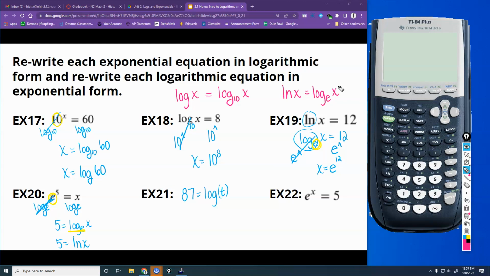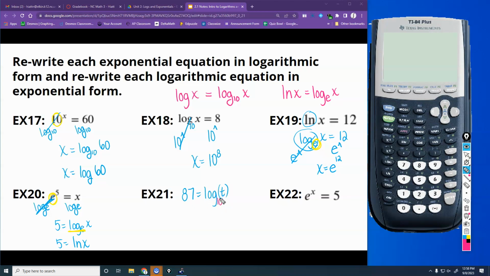Okay. Laura, on number 21, what's my base on that one? It's not 87. The base is going to be your little number that's below, but I don't have one. So what should it be, Adriels? What did you say? T? No, it's not the T. It's 10. There is an invisible 10 hiding right there.